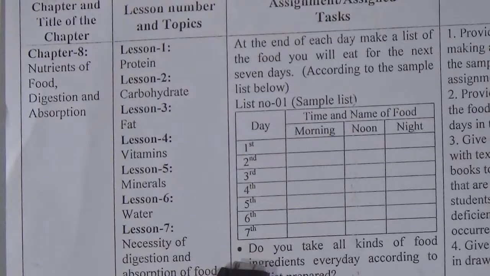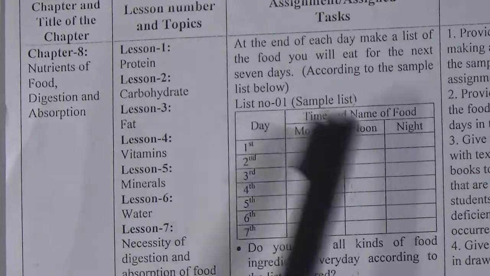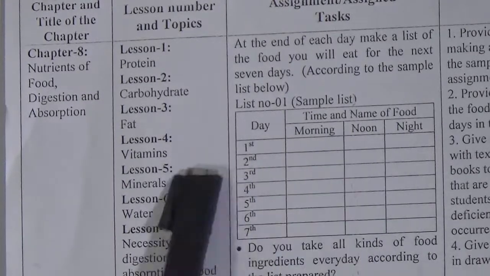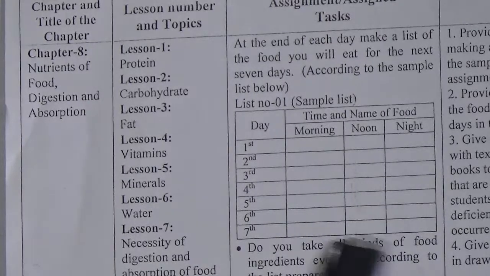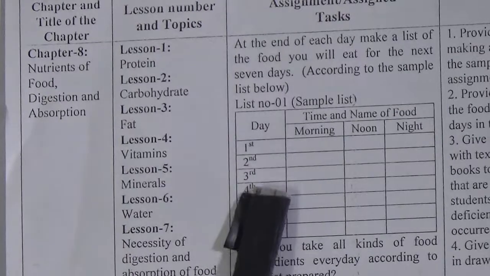Then the third day, fourth day, fifth day, sixth day, seventh day. In the morning which foods you will eat, at noon which foods you will take, at night which foods you will take. So you have to write this table.